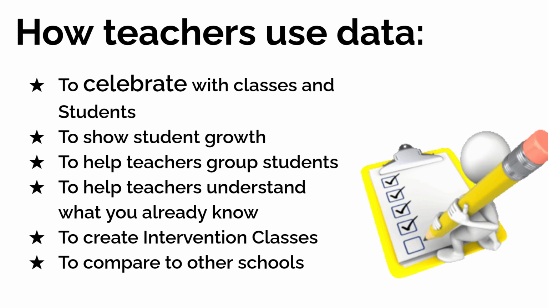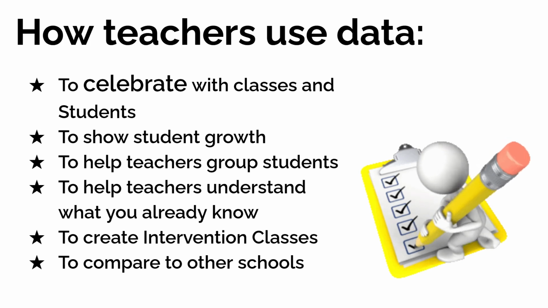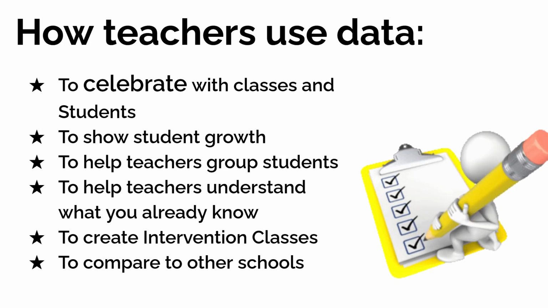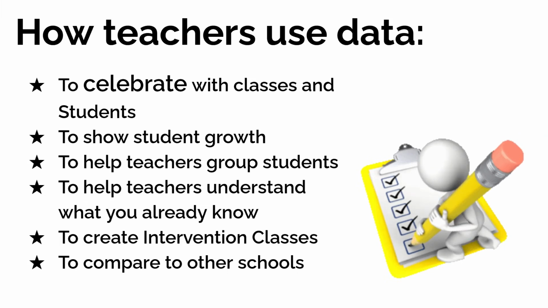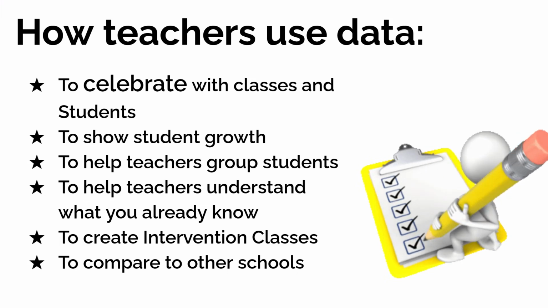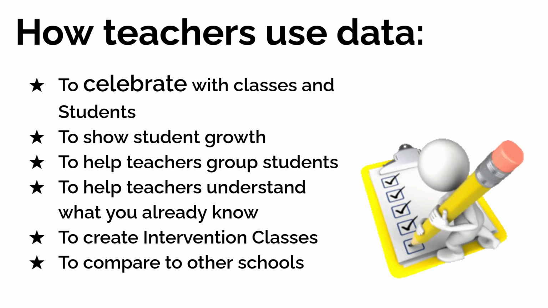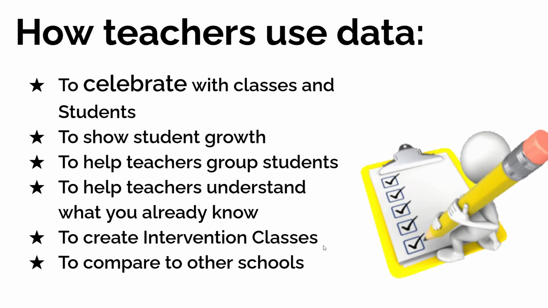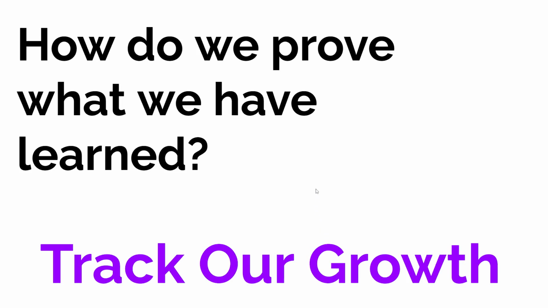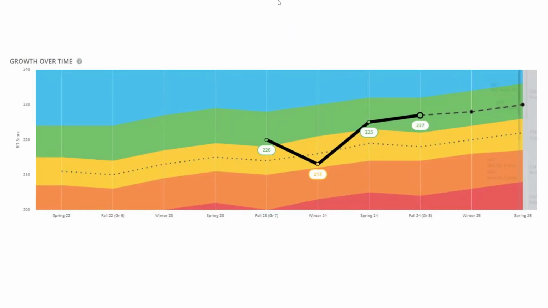And that helps us get a score, kind of like our mini report card, our progress monitoring report card. Like CMAS is the big report card, but this one is our progress monitoring report card so that we can make some changes to continue to push you to your highest potential. So how do we prove what we have learned? Well, we have to track our growth and our achievement. I'm going to talk to you about that in just a second.